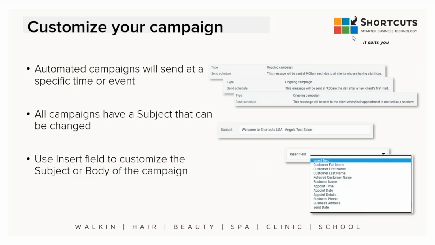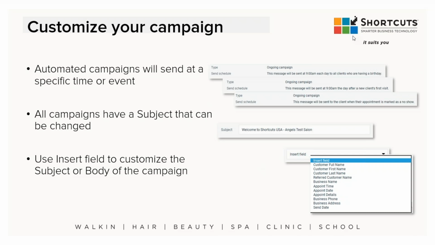But the other option, if you're sending a one-time email blast, you get to choose what time and what date it should go out. Every campaign that you send has a subject that you can change. So you can put in a message like welcome to Angel Salon or happy birthday from your friends at Angel Salon, whatever you'd like it to be. That's most often the very first thing that customers see before they even open the message.